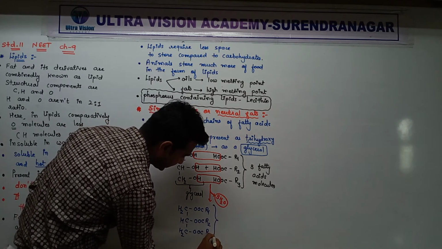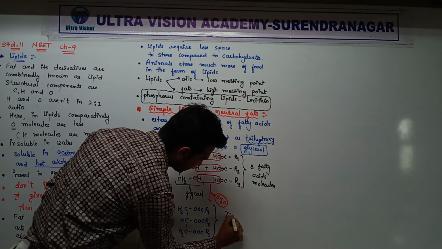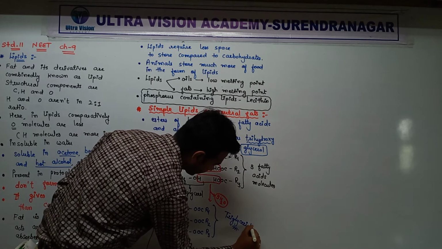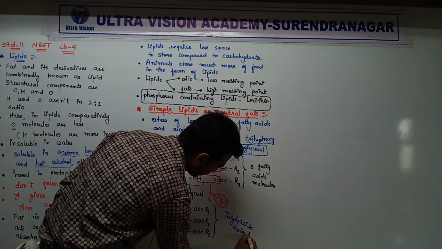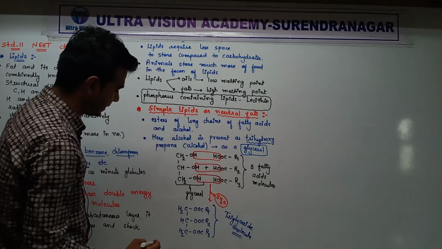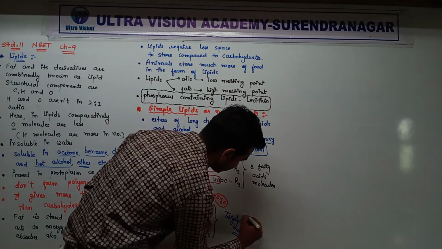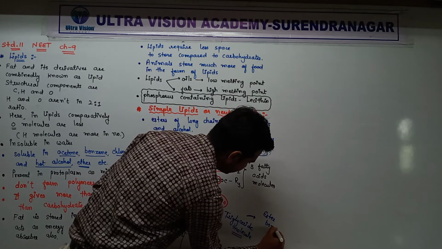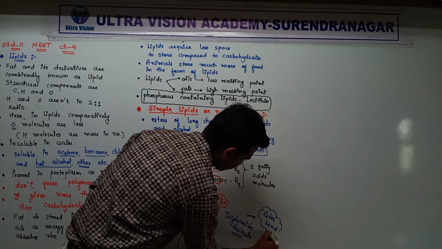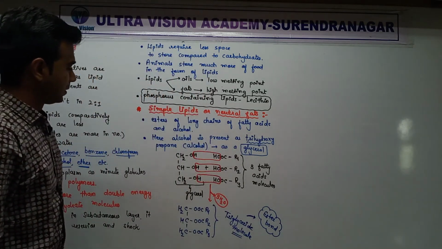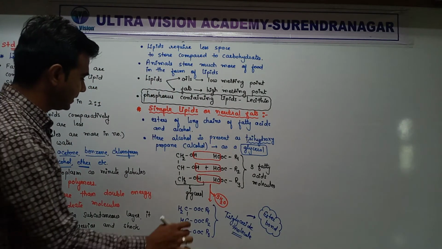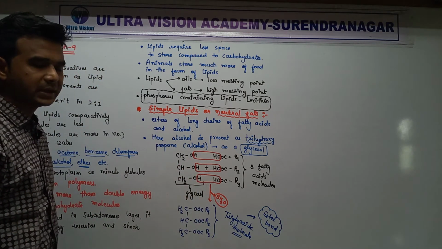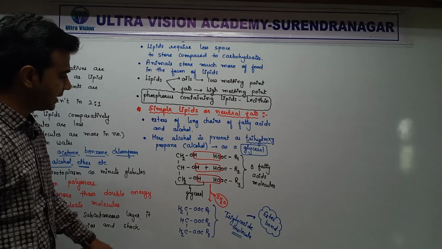So this molecule is known as triglyceride. And this bond is known as ester bond, COOC. So here we say that glycerol is now bound with the 3 fatty acid molecules with the help of the ester bonds and forms the triglyceride.